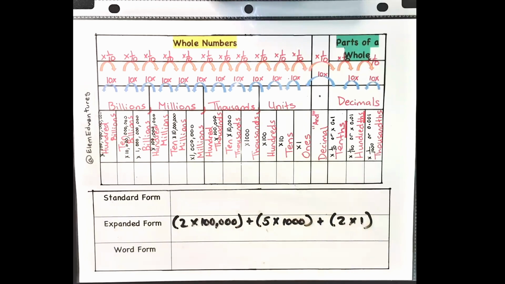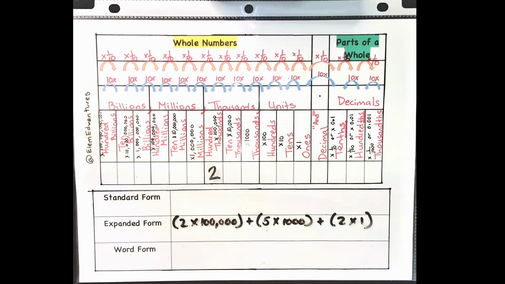Now let's look at another example. Here is expanded form once again. Starting from the left, we see that 2 is being multiplied with 100,000. That means the digit 2 is in the 100,000s place.